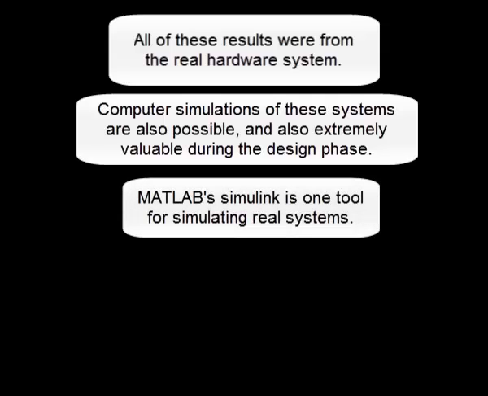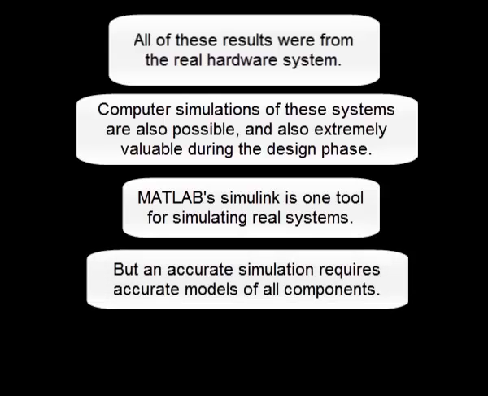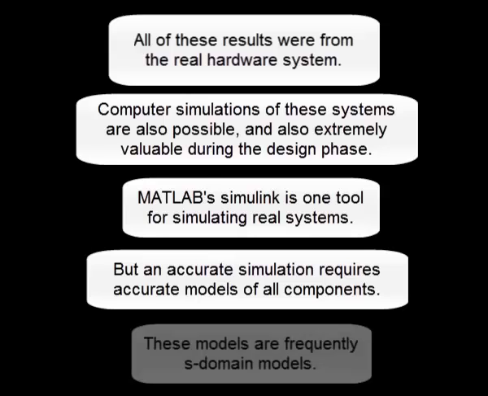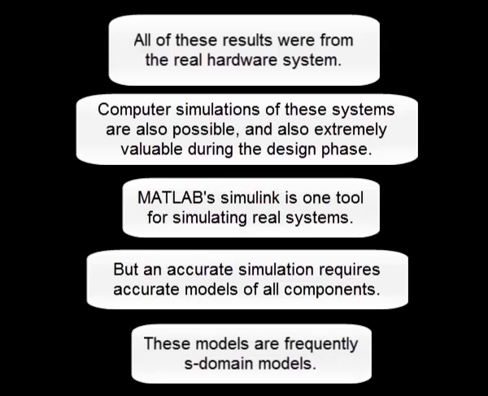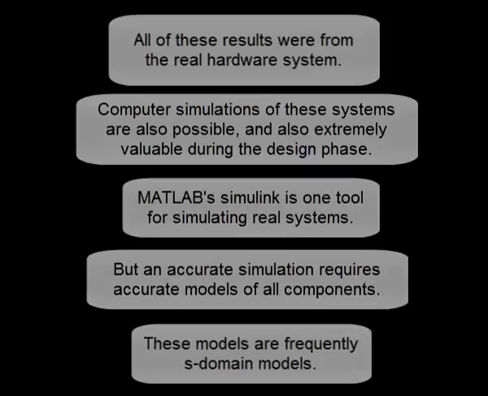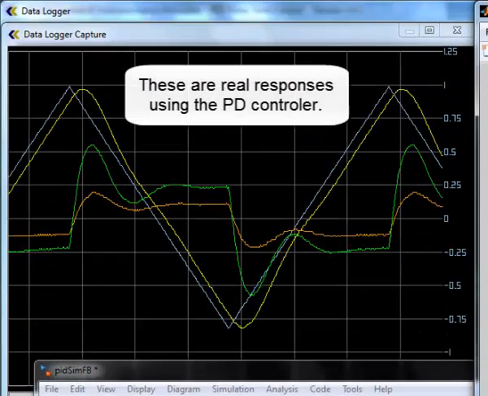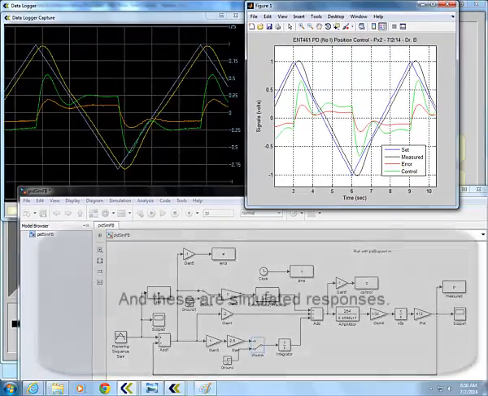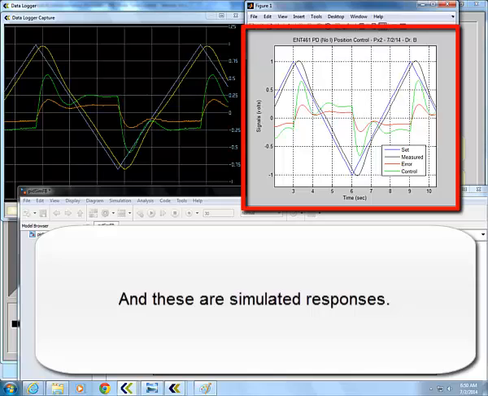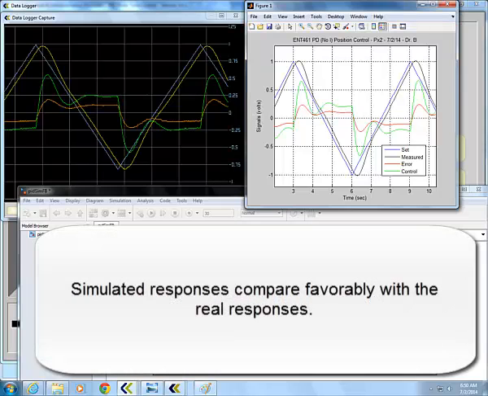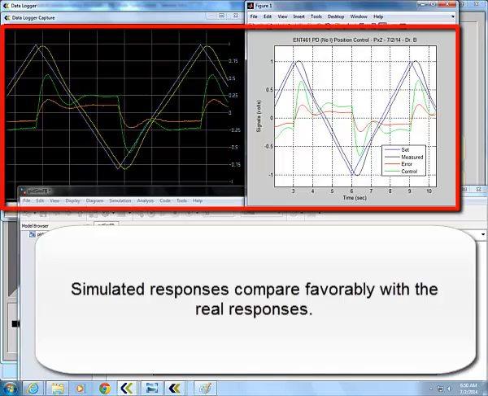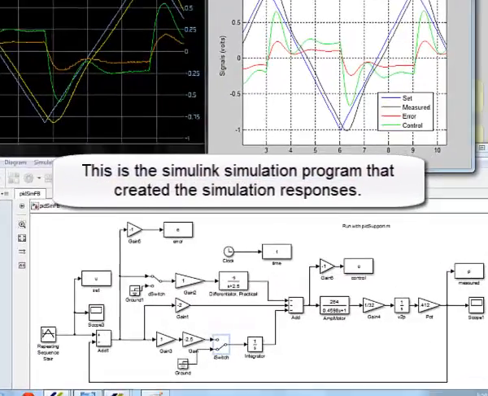MATLAB's Simulink is one tool for simulating real systems. But an accurate simulation requires accurate models of all components. These models are frequently S-domain models. These are real responses using the PD controller. And these are simulated responses. Simulated responses compare favorably with the real responses.